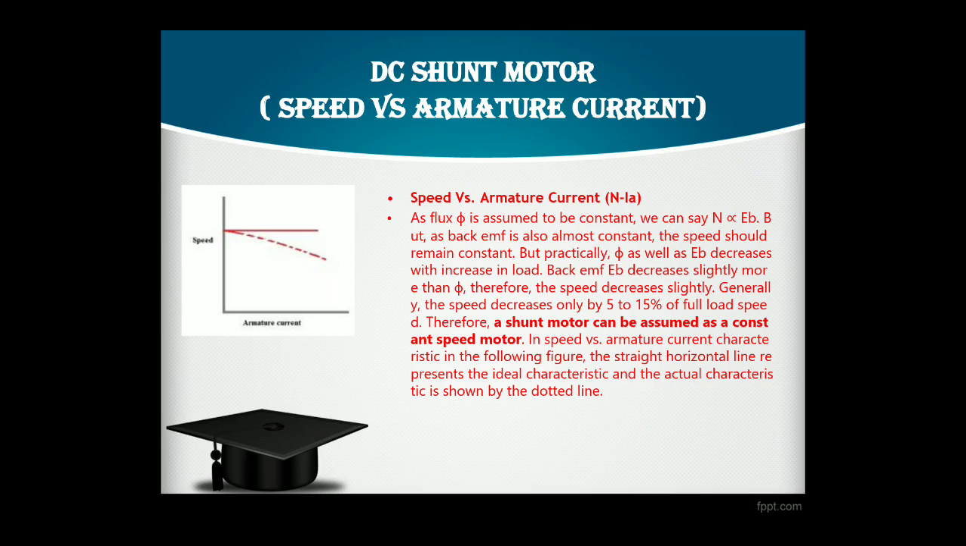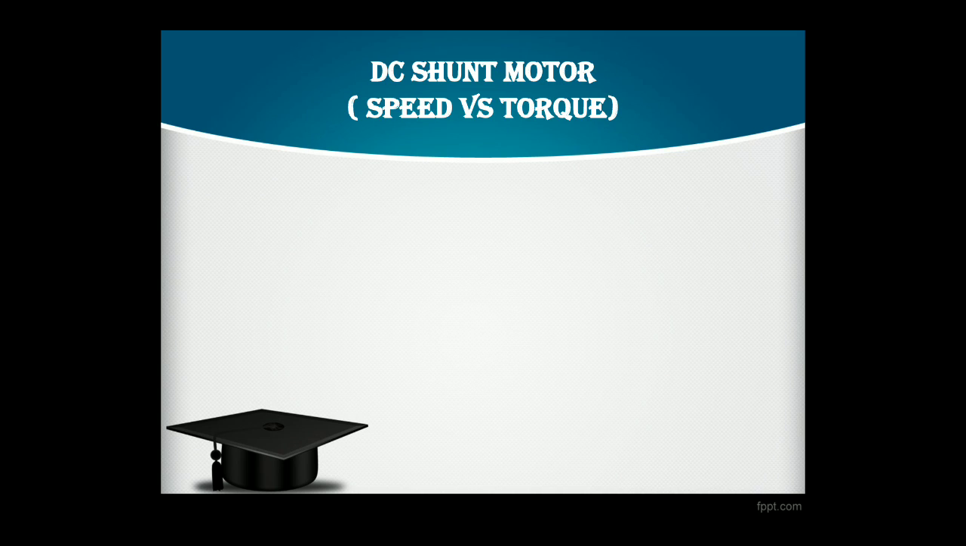Now the mechanical characteristics of the shunt motor. So this is the speed torque characteristics. It is a constant speed motor. So if the torque is increased, then the speed is slightly reduced.